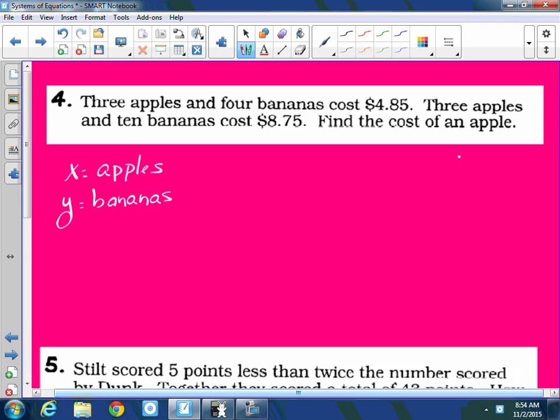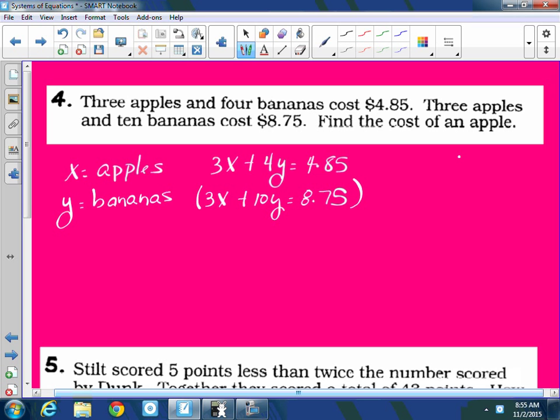3x plus 4y equals 4.85. And what's the next one? 3x plus 10y equals 8.75, not negative. That's money. Yeah, that's exactly, very good. That's exactly what you needed to do.